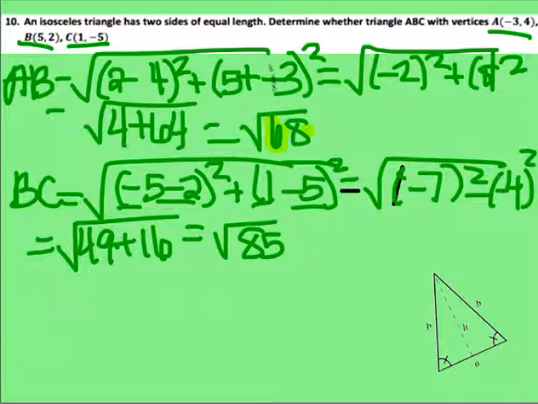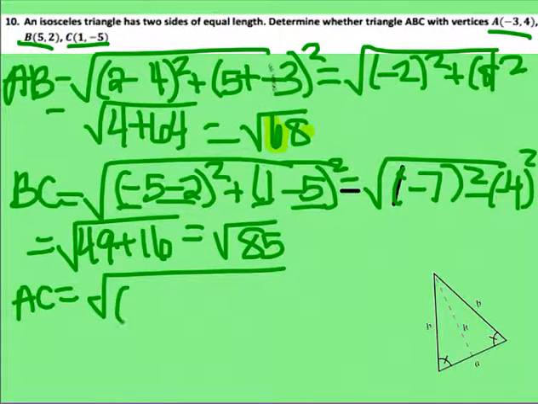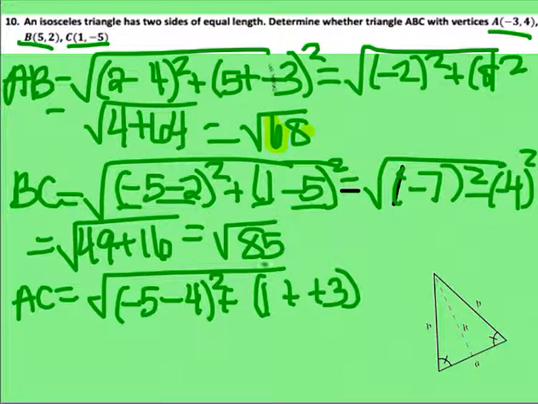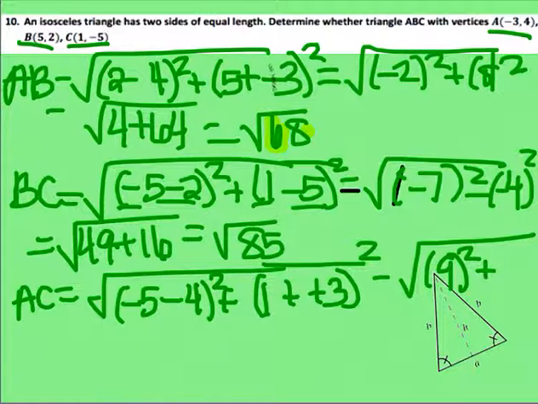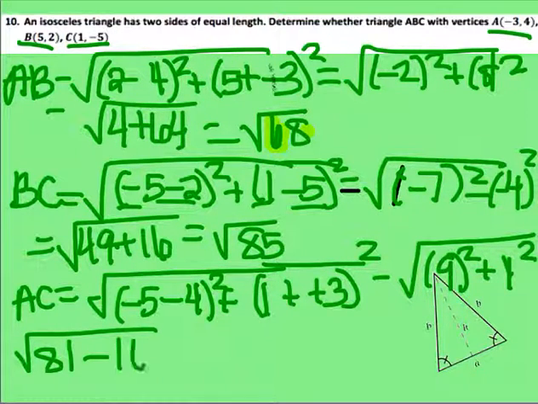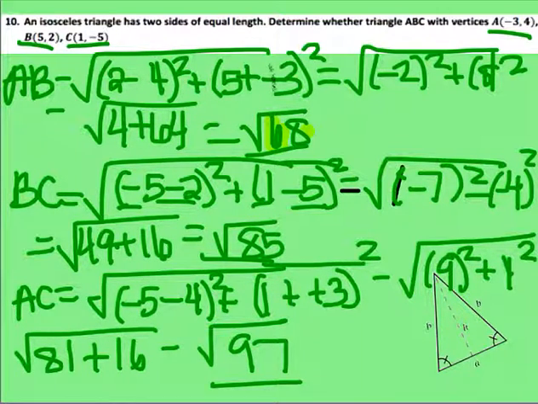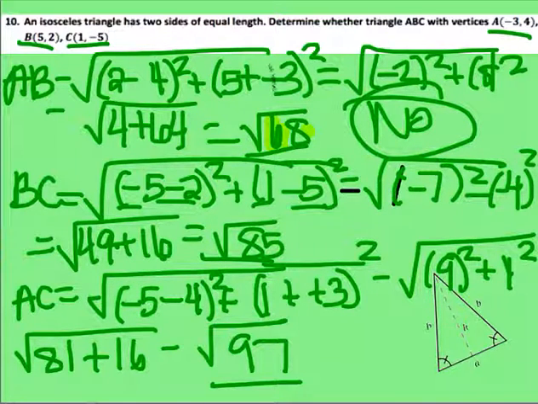So last but not least, let's calculate out AC. So then when I calculate out AC, I get the square root of y2 minus y1 squared plus x2 minus x1. So that's going to become plus a positive. So then what we end up getting is the square root of 9 squared plus 4 squared. Okay, so then 9 squared is 81, 4 squared is 16. Add those together and you get the square root of 97. So since none of these are the same, it is not an isosceles triangle.